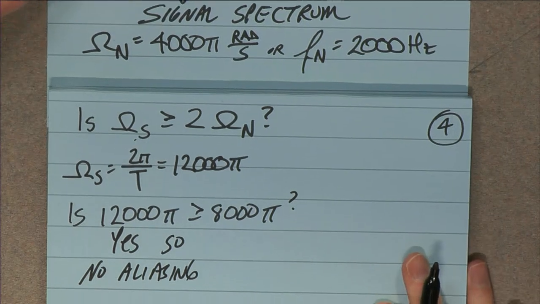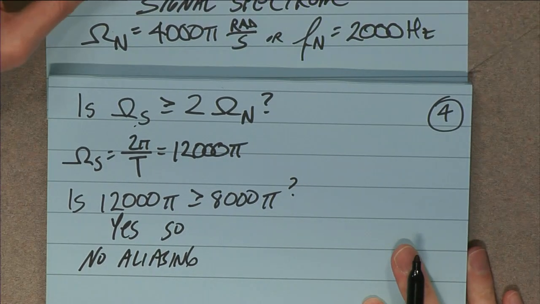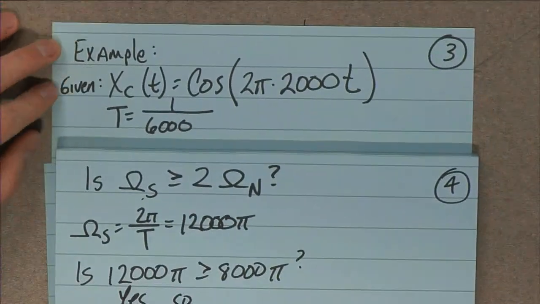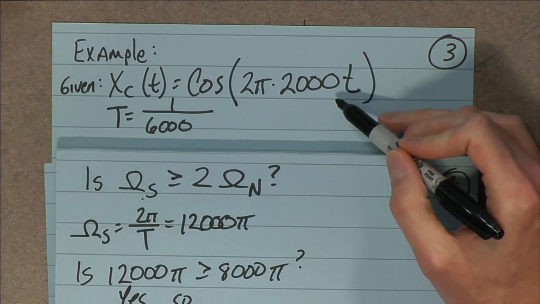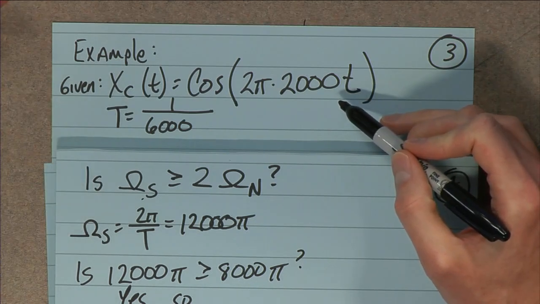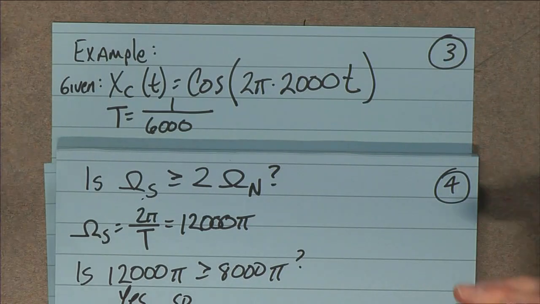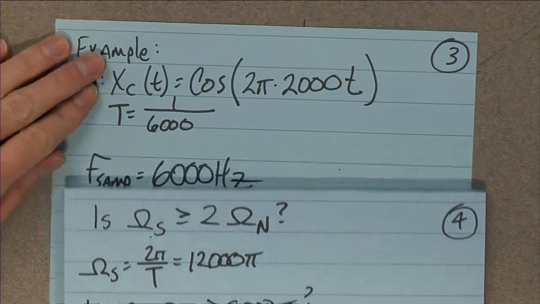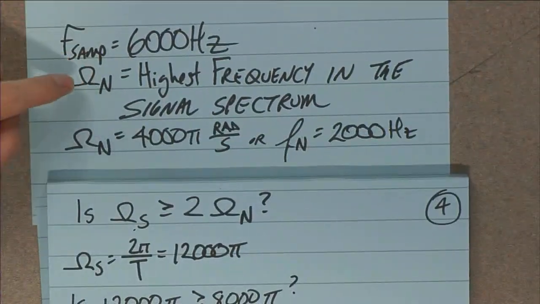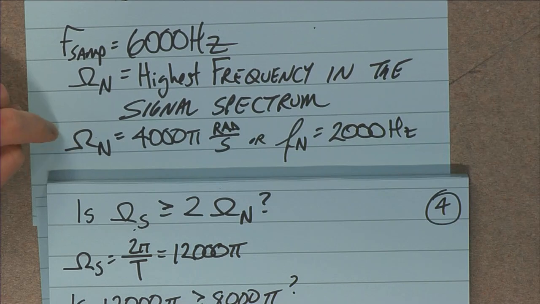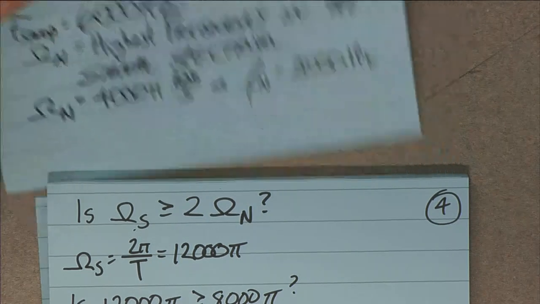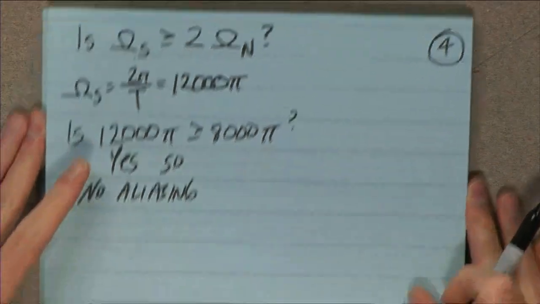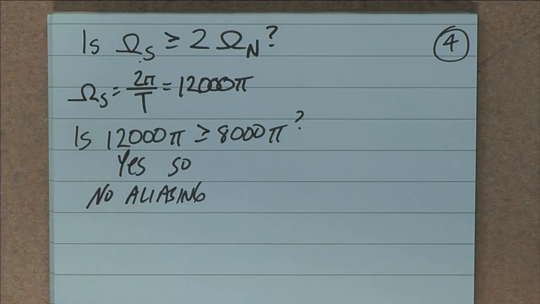Question: is the value for omega n given in the question? It's inferred. Good question. What's omega n in this problem? If you remember the Fourier transform of the cosine, it's just two delta functions, and they're both at 4,000 pi. So that's why omega n is 4,000 pi radians per second. Many times you'll have a spectrum shaped by an anti-aliasing filter, or you have a priori knowledge about what it is.